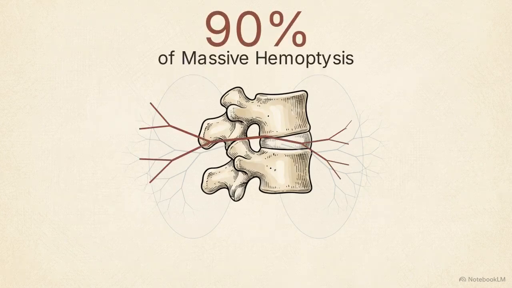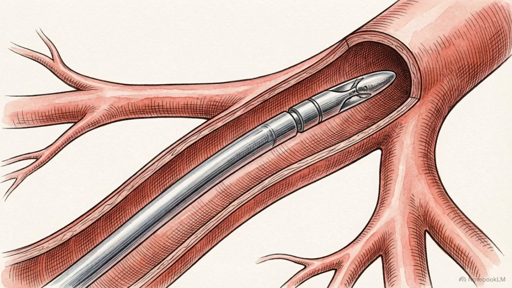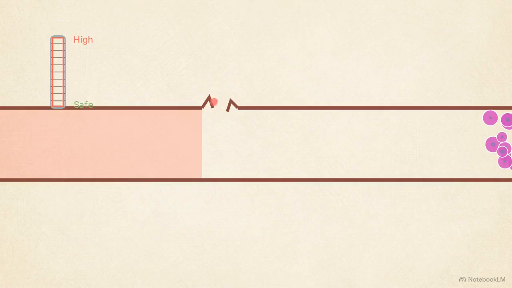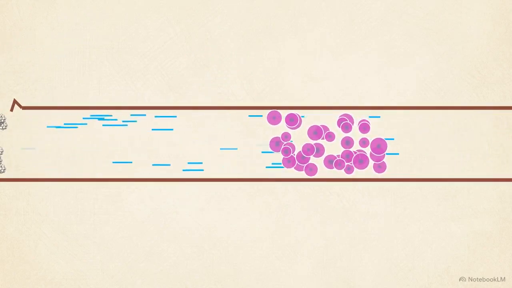Statistically, 90% of massive hemoptysis cases originate from the high-pressure systemic bronchial circulation rather than the pulmonary circulation. Consequently, bronchial artery embolization, or BAE, serves as the primary endovascular procedure. The physiological goal of BAE is to reduce the arterial pressure head to stop the bleed, while maintaining enough flow to prevent distal tissue death.